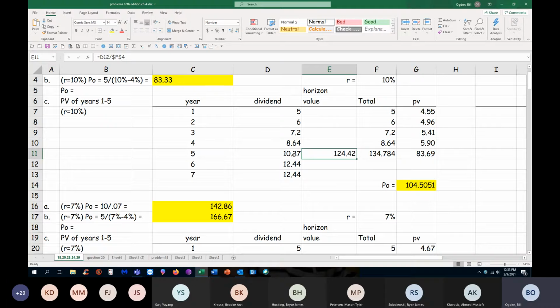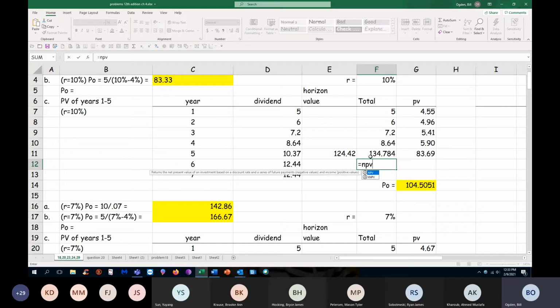And then I add the horizon value to dividend 5 to get cash flow 5. And then cash flows 1 through 4 are just dividends 1 through 4. And we just take the NPV of all of these. Now I just did them all at once, but you certainly wouldn't have any issue saying equals NPV, click on your rate, comma, and just highlight the cash flows. That works too.